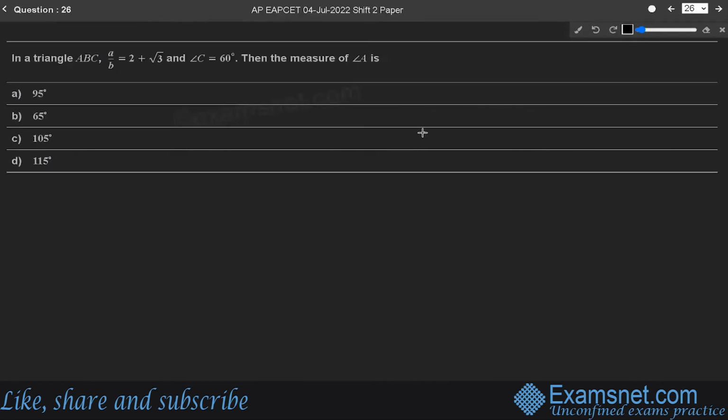Next question is, in a triangle ABC, a by b is equal to 2 plus root 3 and angle C is equal to 60 degree. Then the measure of angle A is. We know that there is a very basic concept that the sum of all the angles of a triangle is 180 degree. So we can write angle A plus angle B plus angle C is equal to 180 degree.